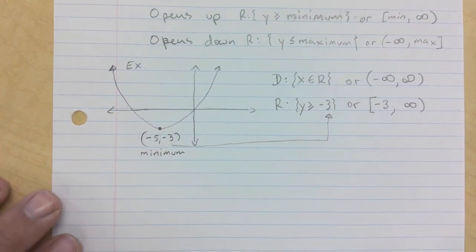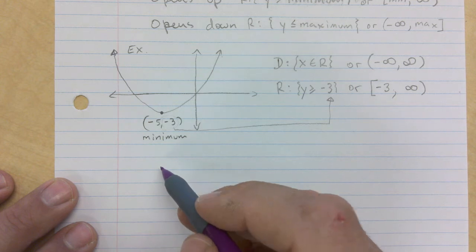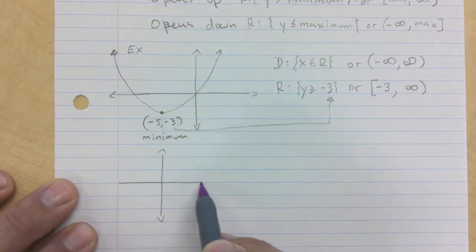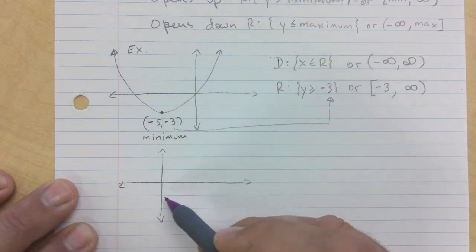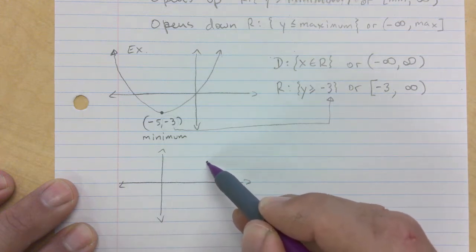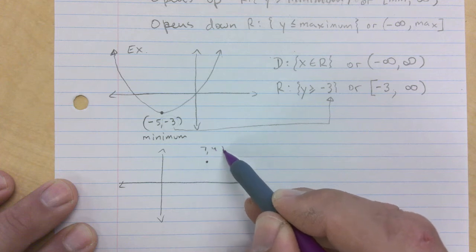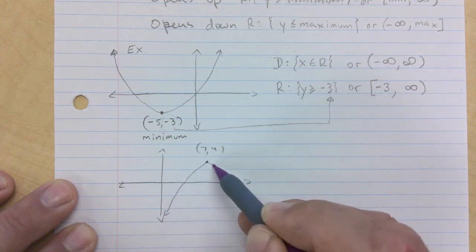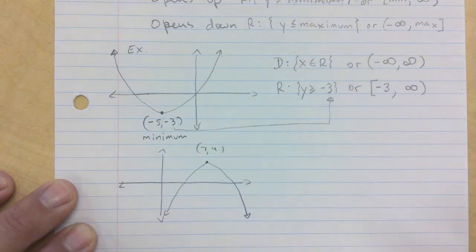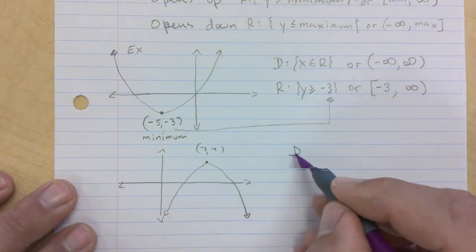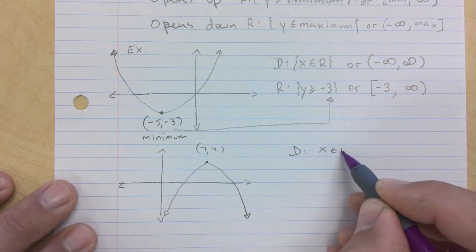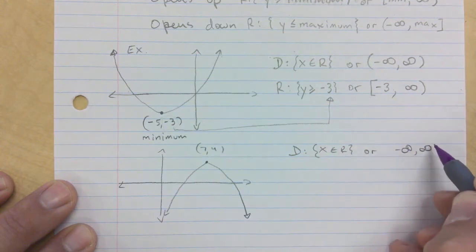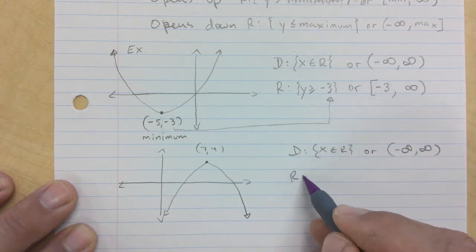And I'll give you another example of the opposite. So let's say you have, try to make it a little smaller, let's call this 7, 4, the coordinates of the vertex, and then we go from there, like that. So here my domain would not change, but my range would.